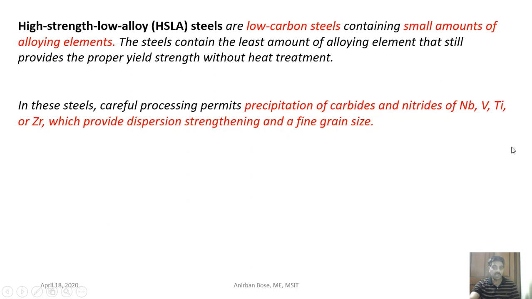So because of this alloying element, what happens? The precipitation of the carbides of these elements is present in the structure, and those are helpful in providing the fine grain size. There are two reasons. One is that grain boundary pinning will occur, so grains will not be very large, and that is why small grain size will be created. That means the material will be strengthened, and this is the main reason why, with this small amount of alloying elements, it is possible to create high strength.